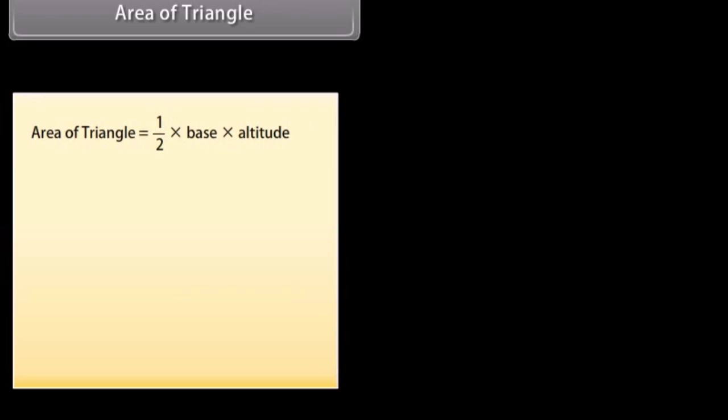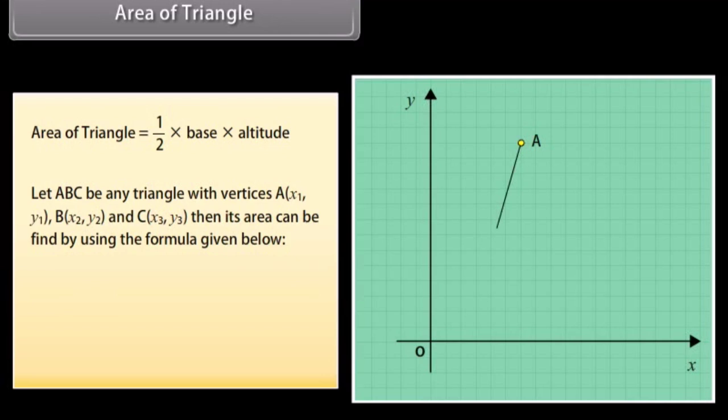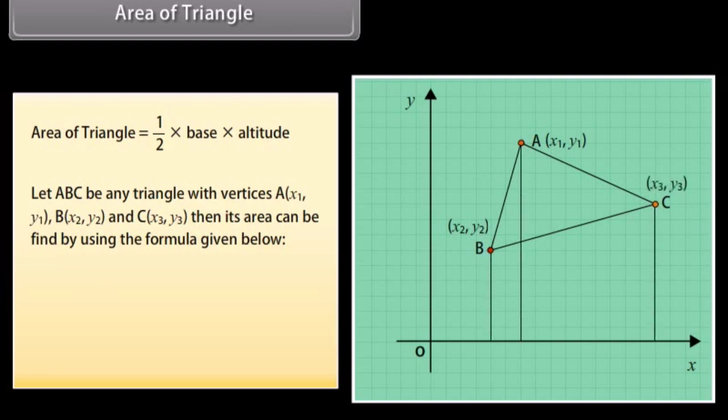Area of triangle. In earlier classes, when the base and altitude of triangle is given, then we find its area by using the formula area of triangle is equal to 1 by 2 into base into altitude. Let ABC be any triangle with vertices A(x1, y1), B(x2, y2) and C(x3, y3). Then its area can be found by using the formula given below. Area of triangle equals 1 by 2 into [x1 into (y2 minus y3) plus x2 into (y3 minus y1) plus x3 into (y1 minus y2)].